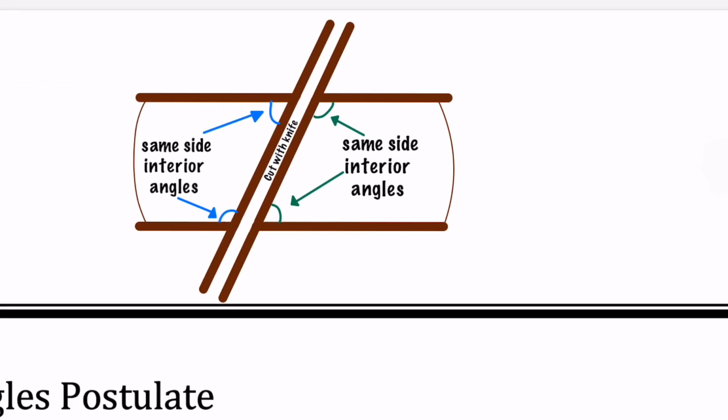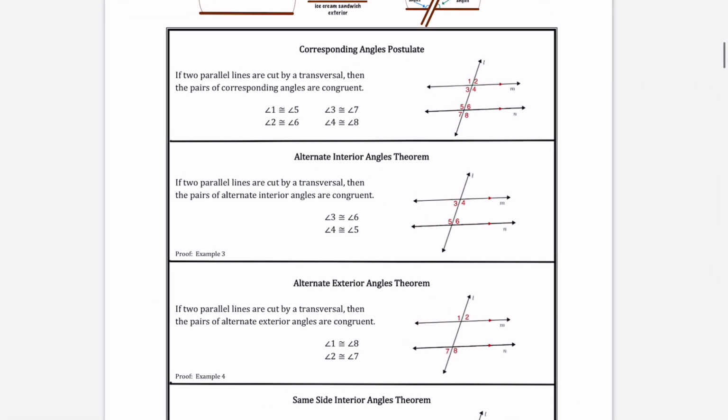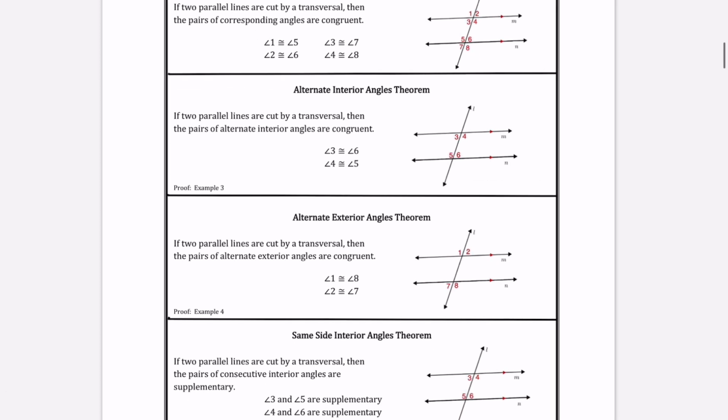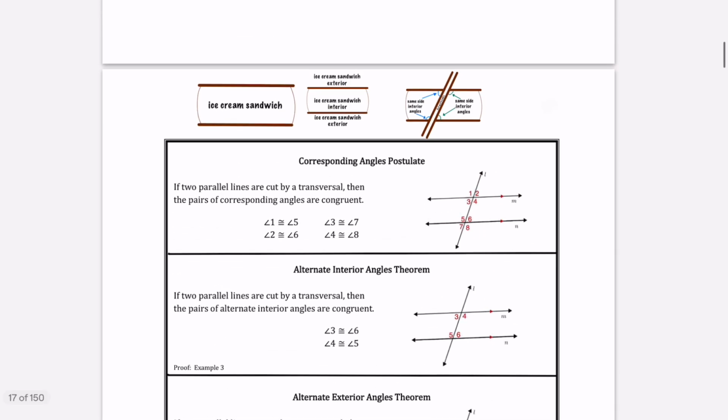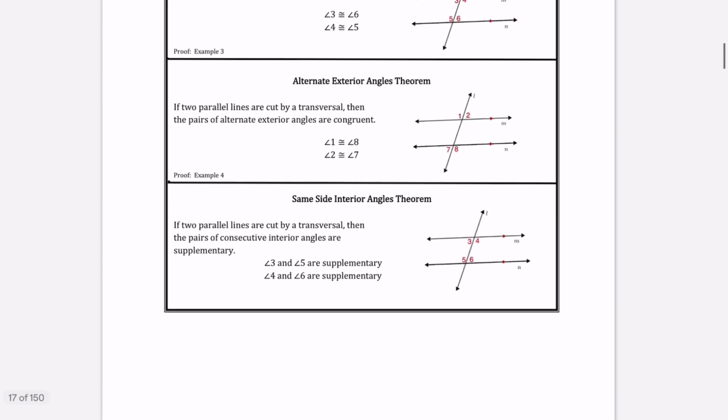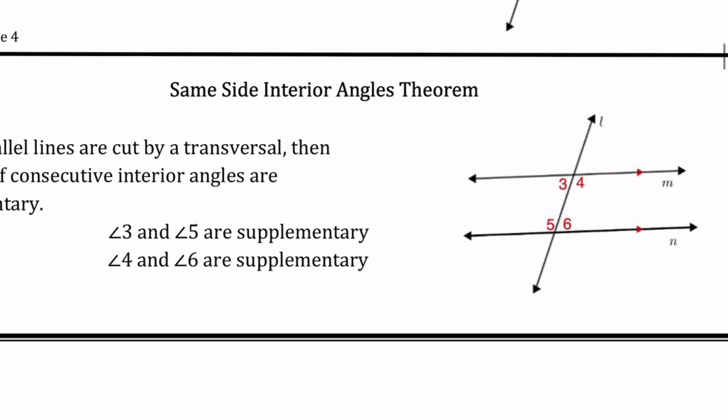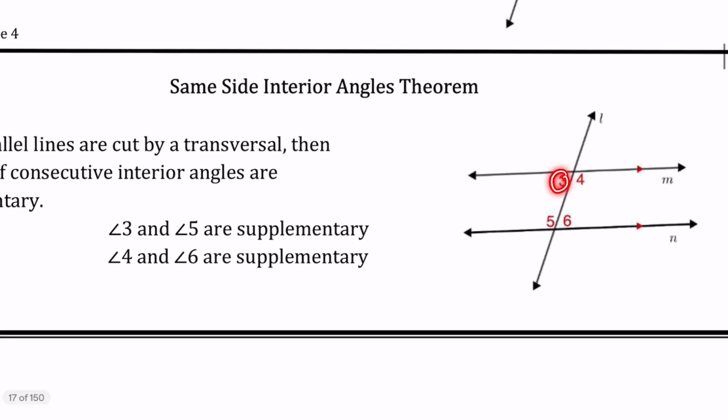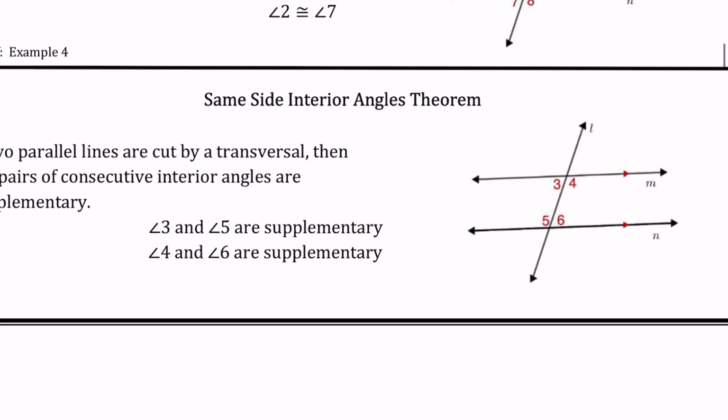So here we have the ice cream sandwich. We're going to cut it with a knife here. These angles here are going to be on the same side of the interior, and so are these. They're both on the same side on the interior of the ice cream sandwich. So 3 and 5 are same side interior, and 4 and 6 are same side interior.